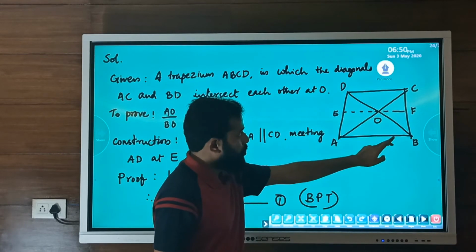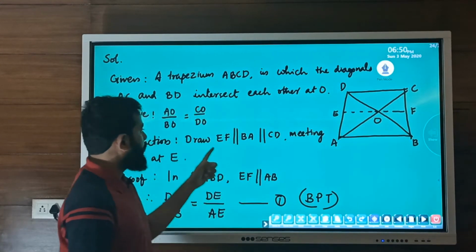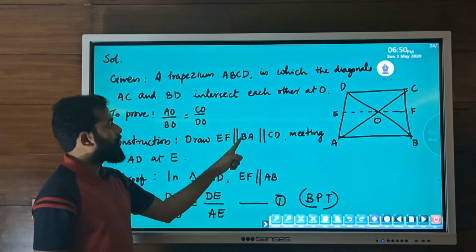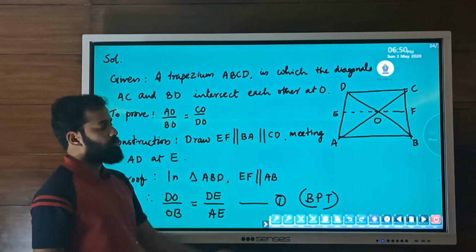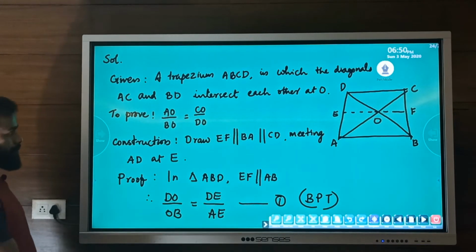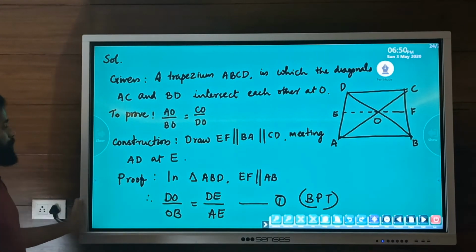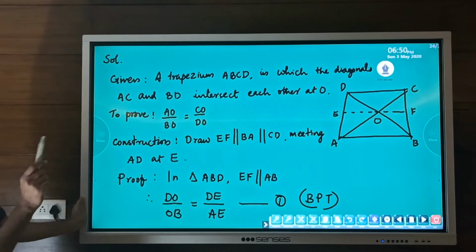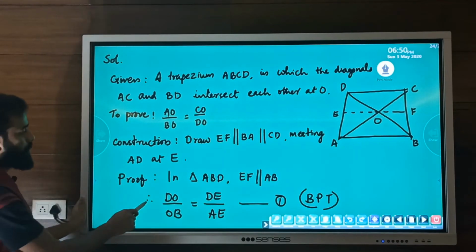Now we are proving in triangle ABD. There are a lot of triangles; one triangle we are considering is ABD. Identify the triangle from there. ABD is the triangle we are considering. EF is parallel to AB by construction.